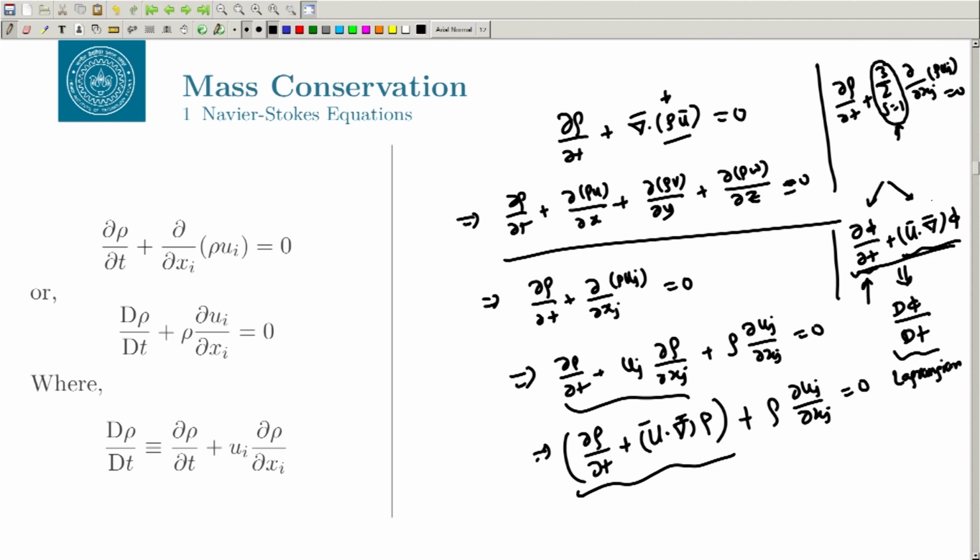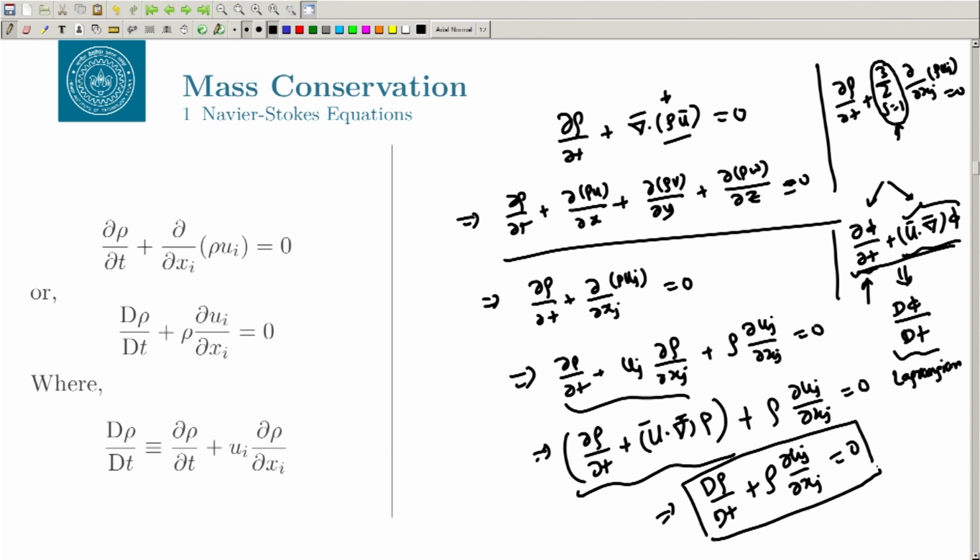And this is the earlier representation where you are not tracking the particle, but you are fixing a window and seeing what is happening inside that window. You will have fluxes going in and coming out, given by this, and that is the advection. So this entire thing can be written as d rho by dt plus rho del u j by del x j is equal to 0.